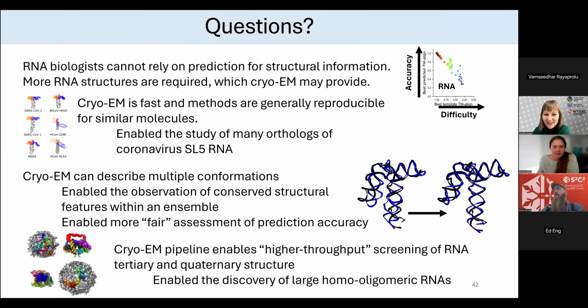We have a bunch of questions. Some I think will be easier to answer than others. The first one is, why do you denature your RNA if it's already folded before refolding it?